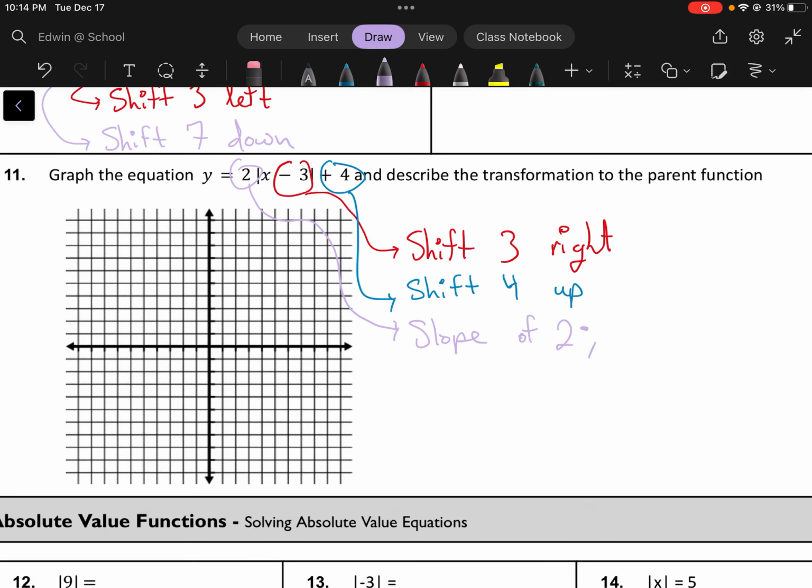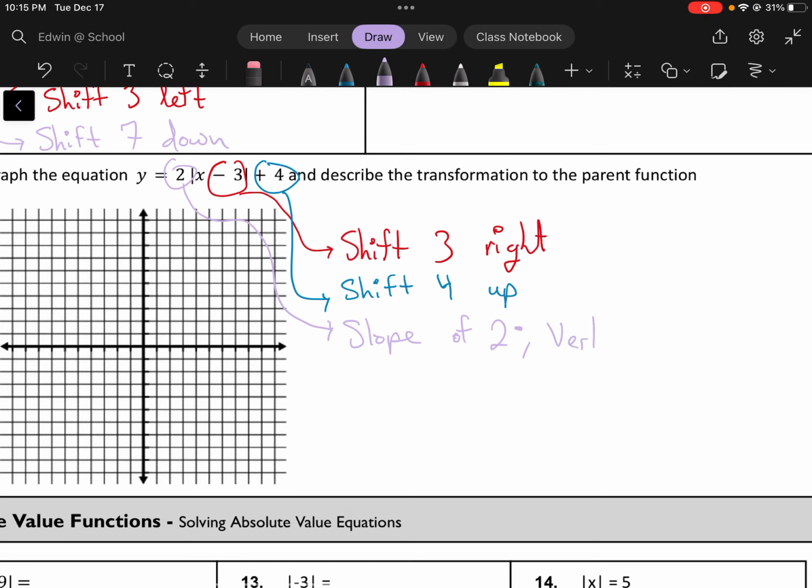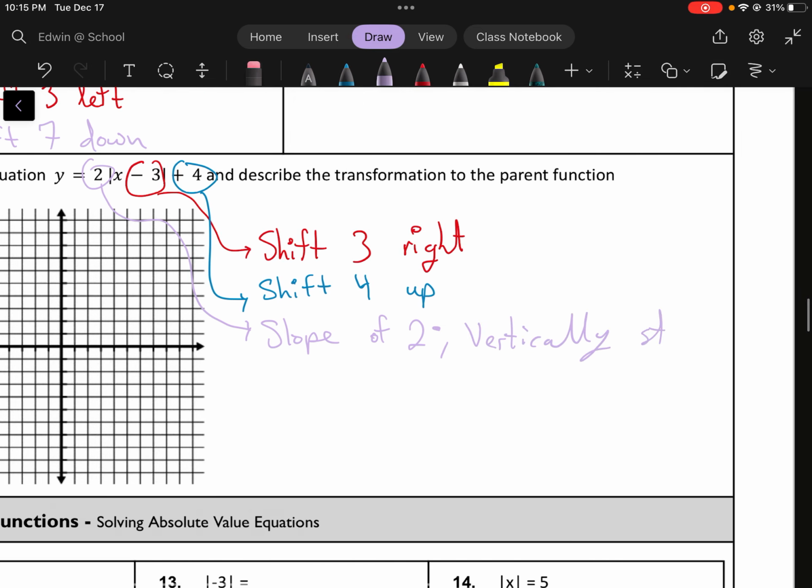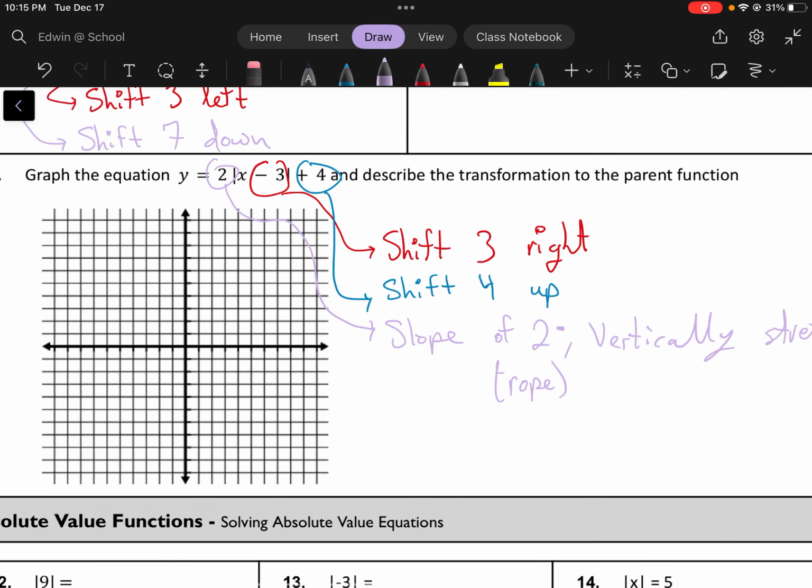Slope of 2, which means it vertically stretches. That means we kind of stretch it upwards like a rope. So that's why I write the word rope. Okay, so let's look at all of our transformations.